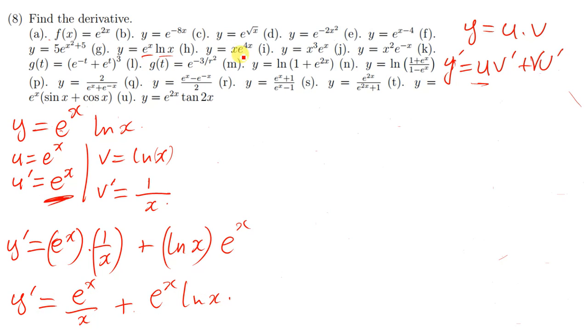Okay, so that's how you do such. Let's also look at this one. We're also using product rule here because we have two functions.